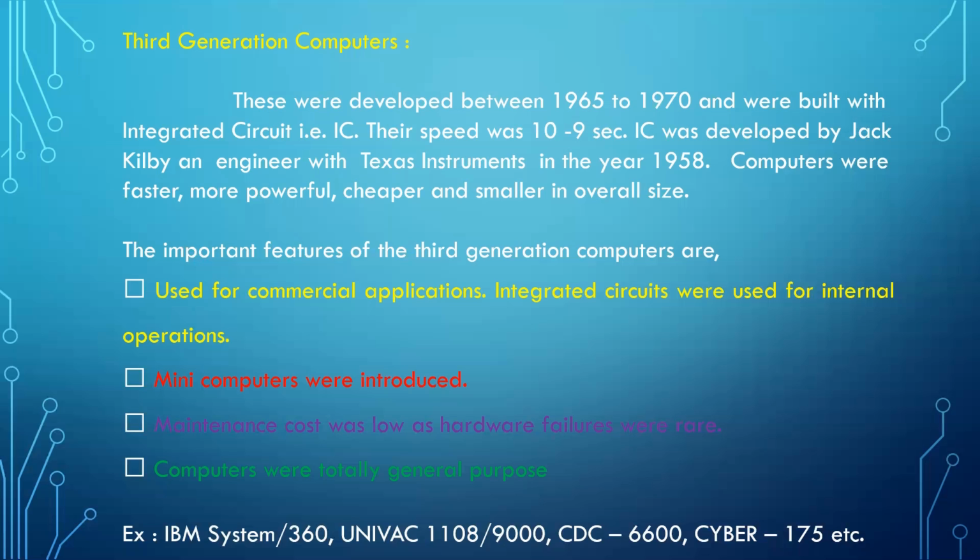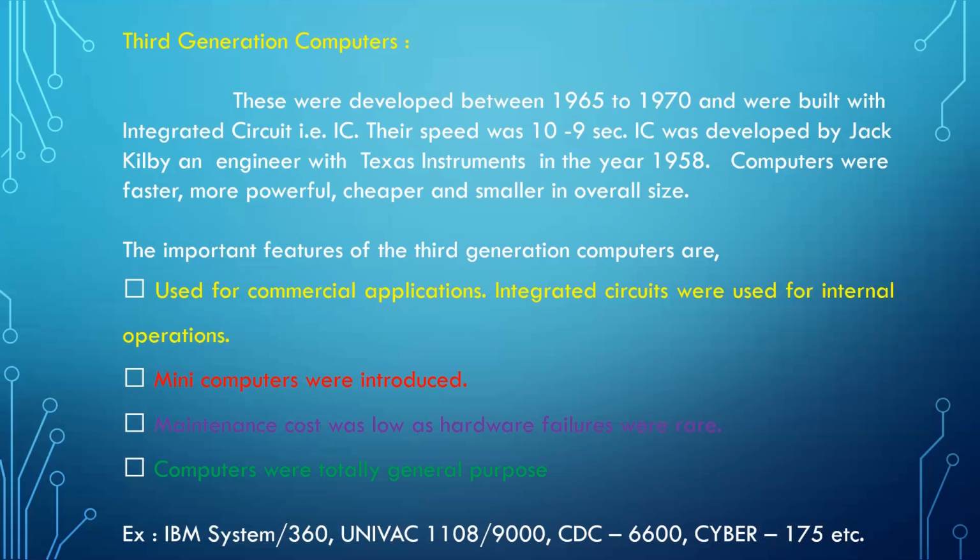And the last feature about third generation is that computers were totally general purpose. We are stressing here that these computers are used for general purpose. Last point. The first generation was exclusively used by electronics people. In the next generation, slowly people involved in computer science started using it. But the third generation is exclusively meant for general purpose. Anybody can use these third generation computers.